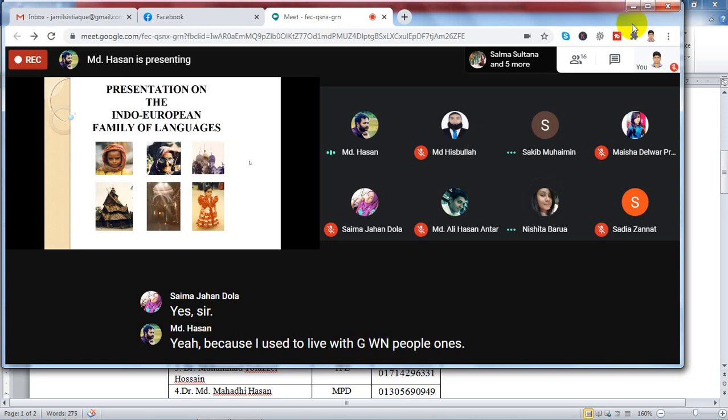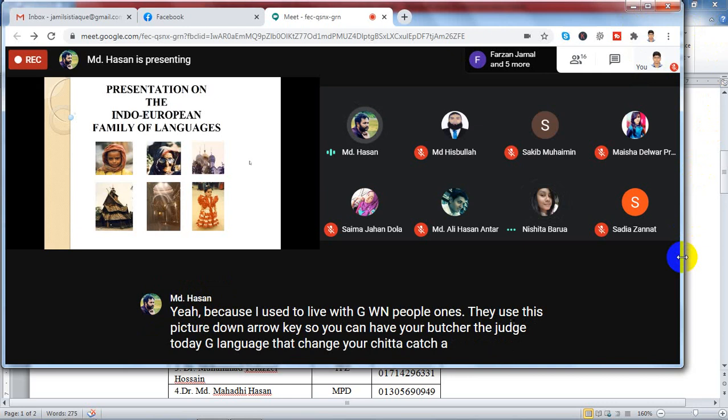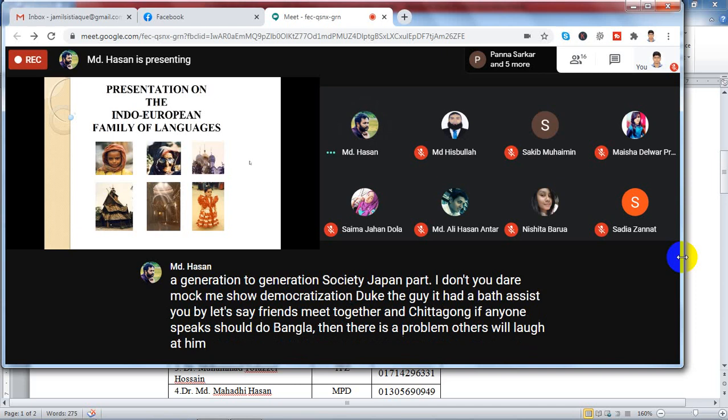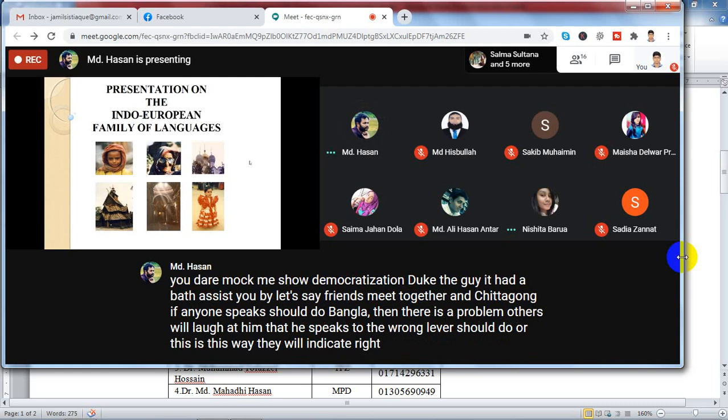So here I wanted to explain that the language is changing, okay? Generation to generation, when society becomes part of it, for example when Shuddho Bhasha tries to enter Chittagong, it faces a barrier. Let's say if friends meet together in Chittagong, if anyone speaks Shuddho Bangla, then there is a problem. Others will laugh at him that he speaks Shuddho Bangla. This way they will indicate, right Nishita? Yes, sir.